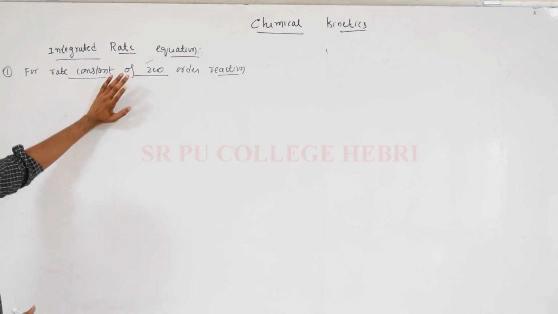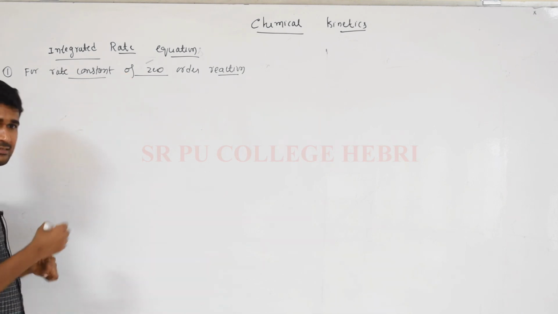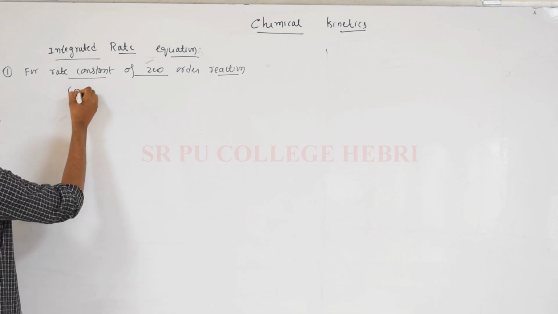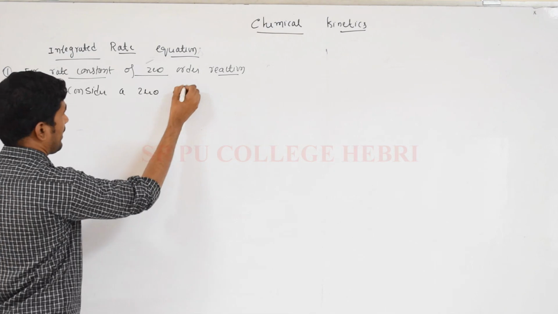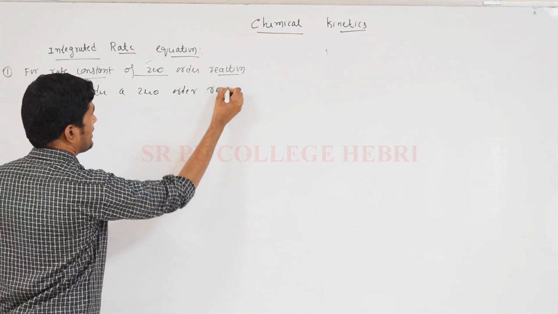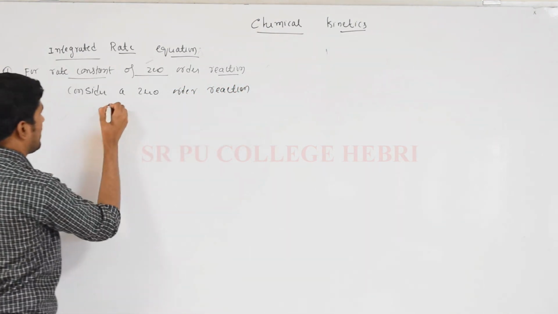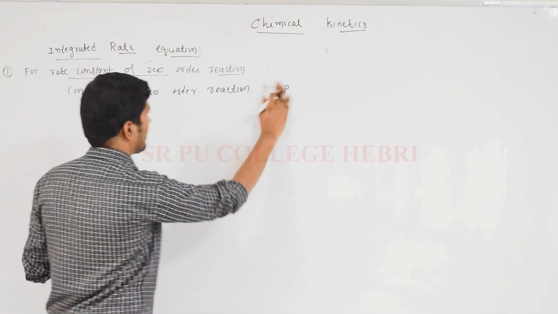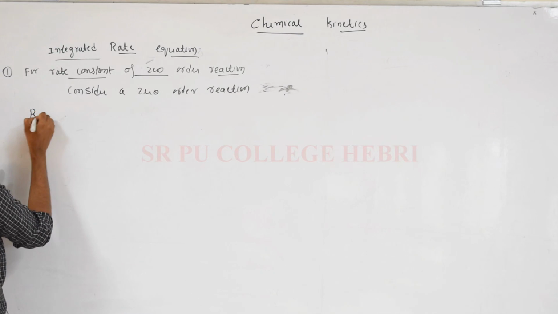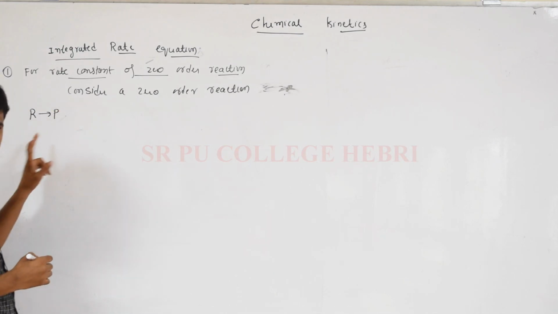So this is very important. Definitely you will get this question for 3 marks in your annual examination. We have to consider a zero order reaction. You have to write all these things: reactant R gives you product P. This is a zero order reaction.